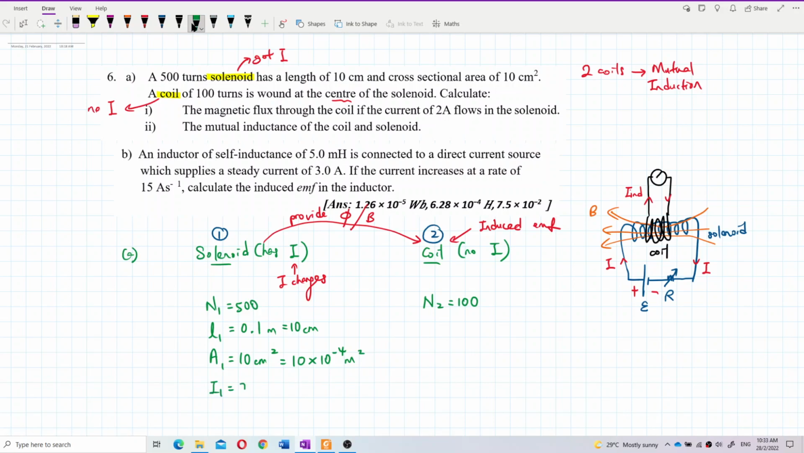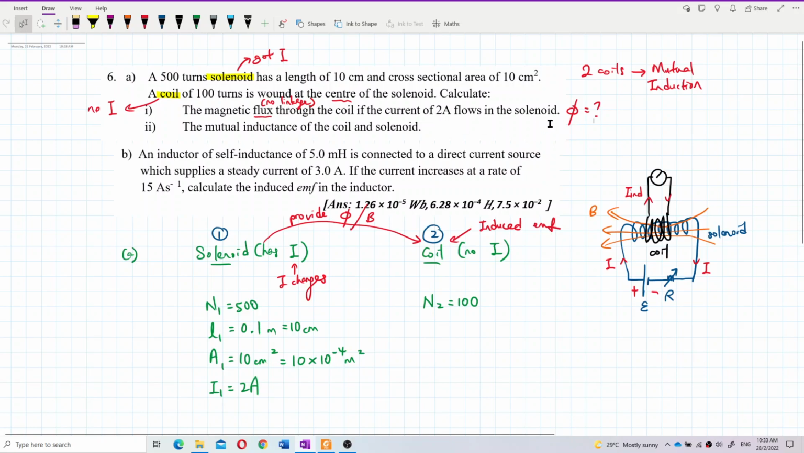I1 is 2 ampere. All right, so I want to find the magnetic flux. Magnetic flux is actually no linkage, isn't it? No, the word linkage. So that means it's just a small phi. I want to find the small phi. It doesn't have the word linkage, right?